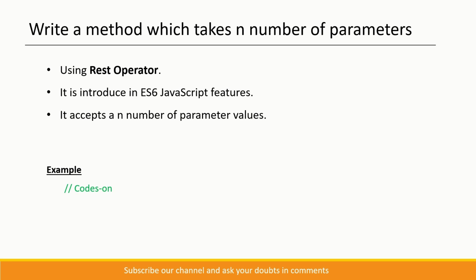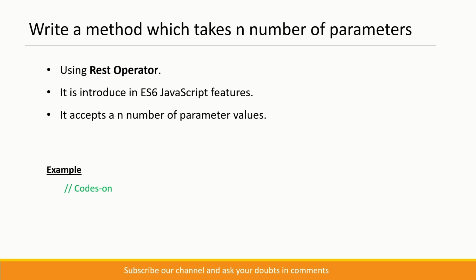But coming to the rest operator, let's take one scenario. We write one method that accepts n number of parameters. It means the first time we call the method with one parameter, the second time with 2 parameters, the third time with 3 parameters, and so on.